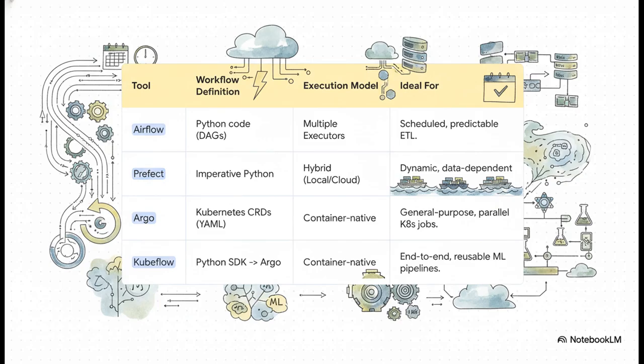First, how does your team want to define their workflows? Do they prefer structured Python DAGs, flexible Python code, or do they want to get their hands dirty with native Kubernetes YAML? Second, where are these workflows actually going to run? And third, what's your primary goal?